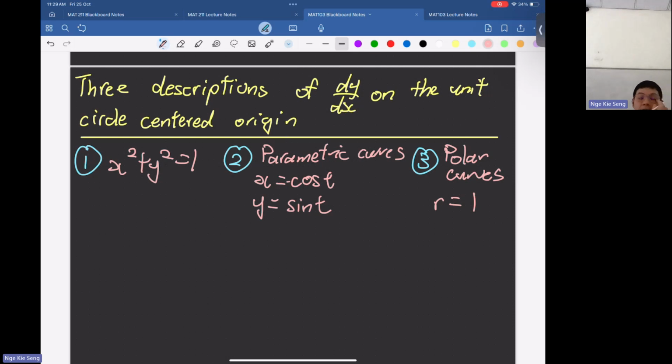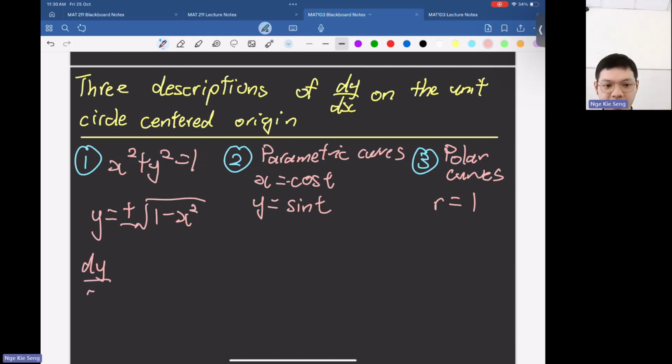So in all these ways, we have dy dx in different forms. First of all, if you want to differentiate this, what did I tell you? We need to first split it into two parts, top and bottom hemisphere. So we get y equals plus or minus the square root of 1 minus x squared. Then you can do dy dx on both equations. Can you quickly compute in your mind? You should get minus plus x over square root of 1 minus x squared.